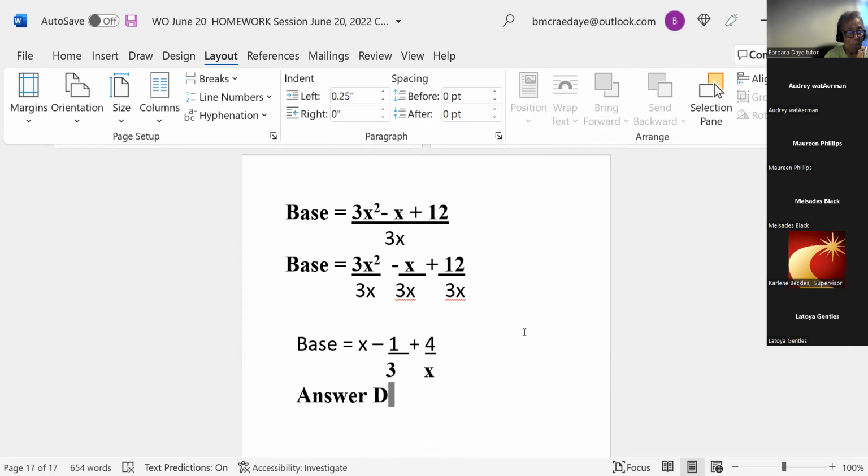Okay, but remember, Maureen, when we started out and we had the same kind of problem with the polynomial divided by a monomial, I said you could just divide term by term, right? Each term. That's exactly what this is. I had answered B, C, and D, but I didn't get A. What was the answer for A?